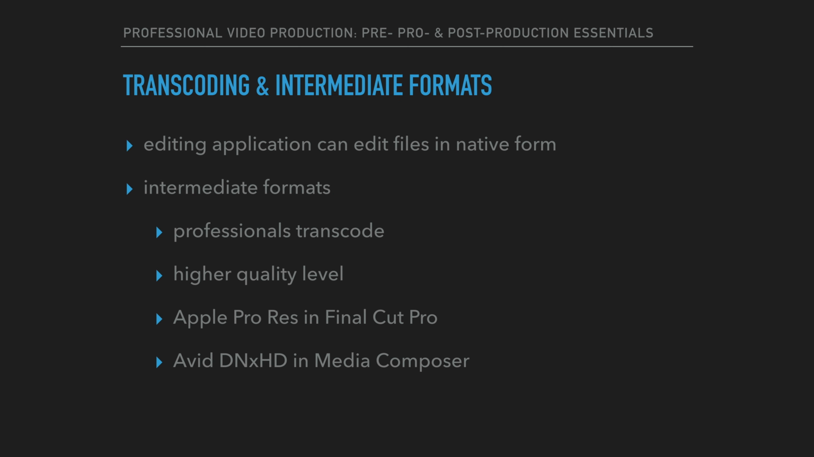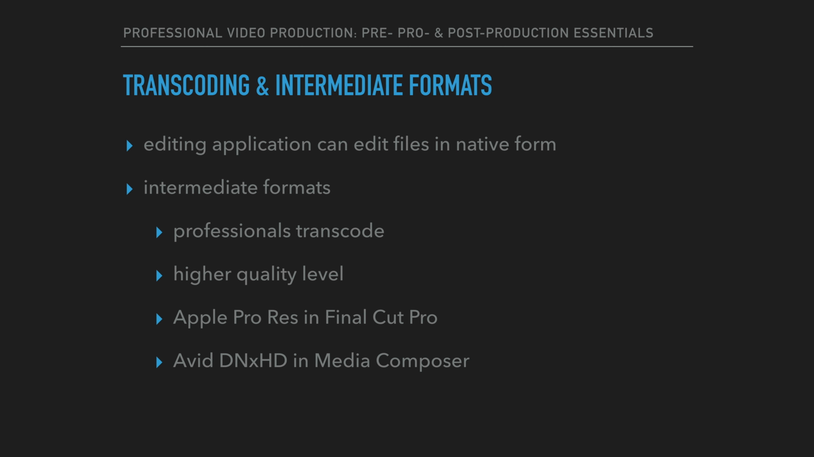Another thing you may come across is the idea of transcoding and intermediate formats. Provided you have the computer power necessary to do that, it is a good idea. When you film a scene, the camera will record the visual and the audio data to compressed files. The next step is to import the files for editing into the computer. The editing application has the ability to edit the files in their native form, but professionals often do one more step. They transcode the compressed files, or convert them to another codec, to an intermediate format, which is less compressed.